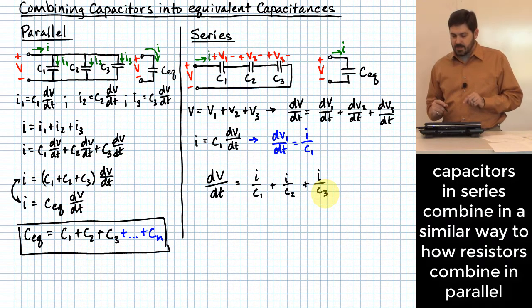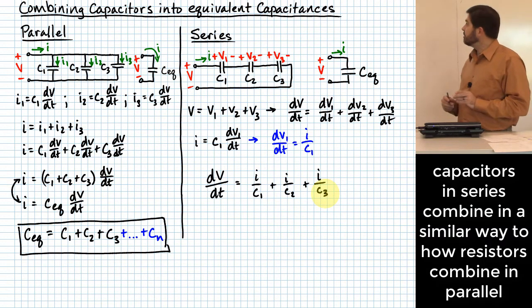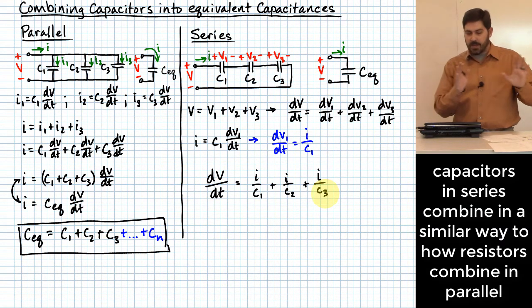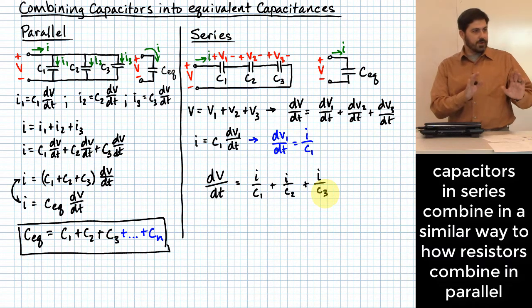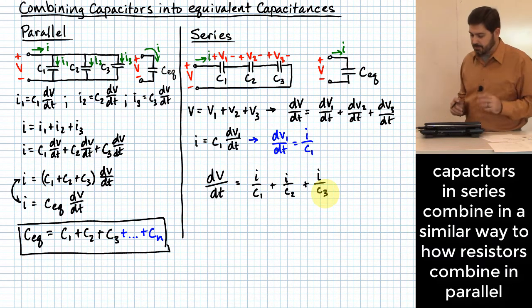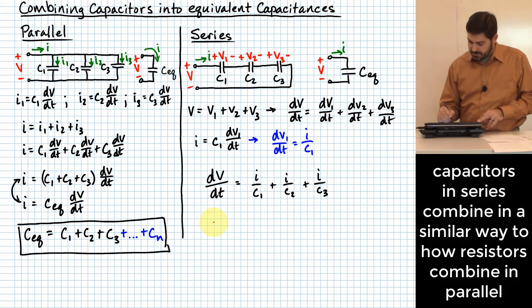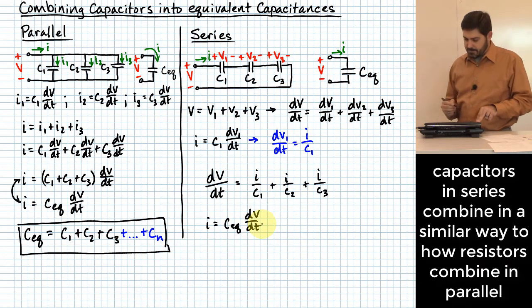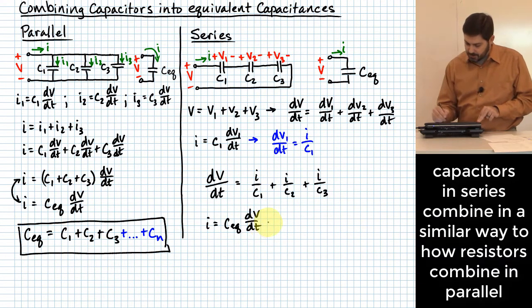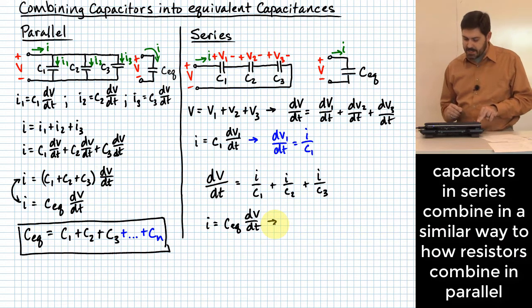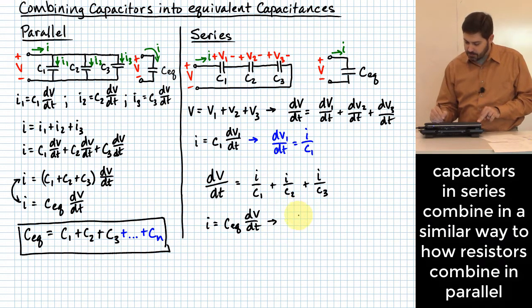Okay? Now let me ask this question. I've been working on my circuit on the left. If I can move over to my circuit on the right, what's my basic capacitor equation for that circuit on the right? It would just be I is equal to CEQ dV dt. Or another way to write that is that dV dt is equal to I over CEQ.